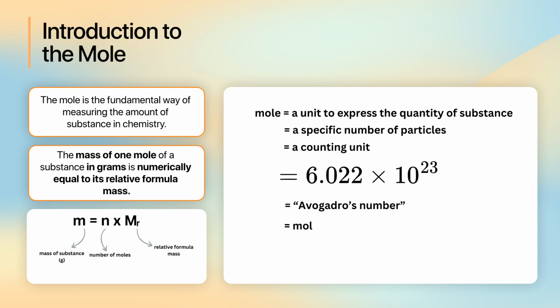To reinforce these concepts, we worked through a variety of examples and practice problems. These included calculating the number of moles in a given mass of a substance and determining the mass required to have a specific number of moles. By understanding the mole and its connection to relative formula mass, we have gained a powerful tool for quantifying substances in chemical reactions. This knowledge is crucial for accurately performing calculations in stoichiometry, which we will explore further in future lessons.